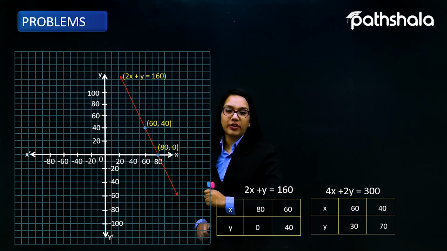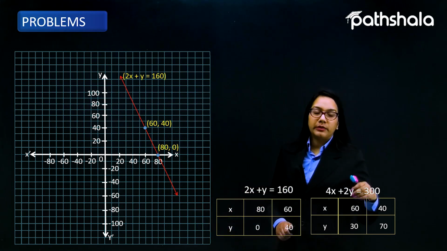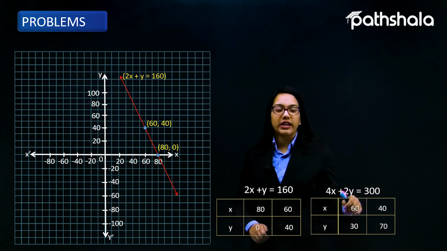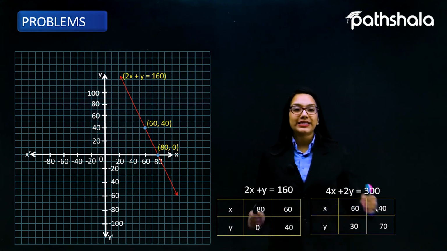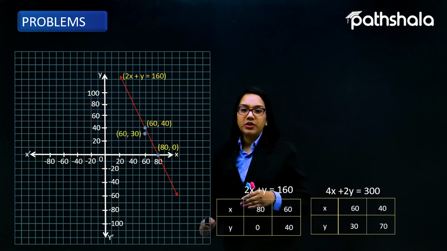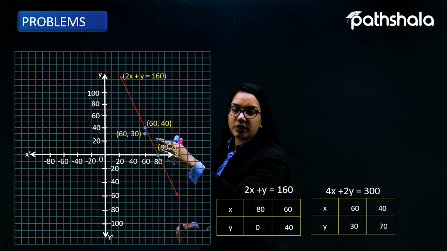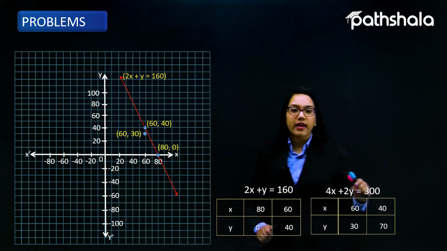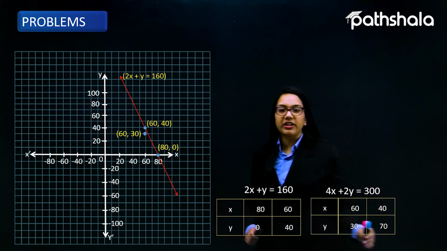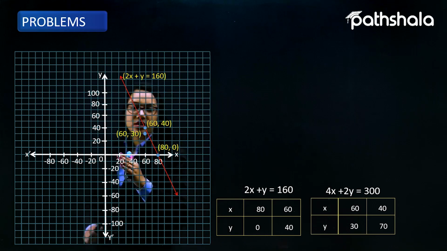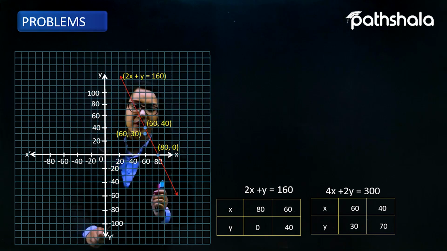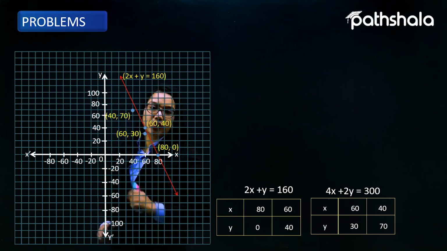Now let's move on further towards the line 4x plus 2y is equal to 300. We have the first coordinate as 60, 30. X is 60, y is 30. So x 60, y 30 is this particular point. Now further we have x is 40 and y is 70. So this is this particular point over here. So this is 40 comma 70.